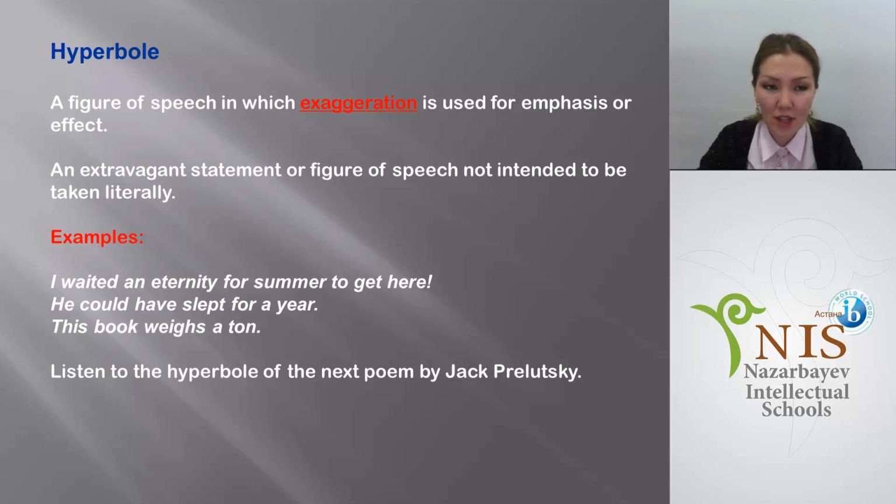Next one is hyperbole. A figure of speech in which exaggeration is used for emphasis or effect. So hyperbole is exaggeration of the word. An extravagant statement or figure of speech not intended to be taken literally. For example, I waited an eternity for summer to get here, or he could have slept for a year, or this book weighs a ton. Listen to the hyperbole of the text, a poem by Jack Prelutsky.